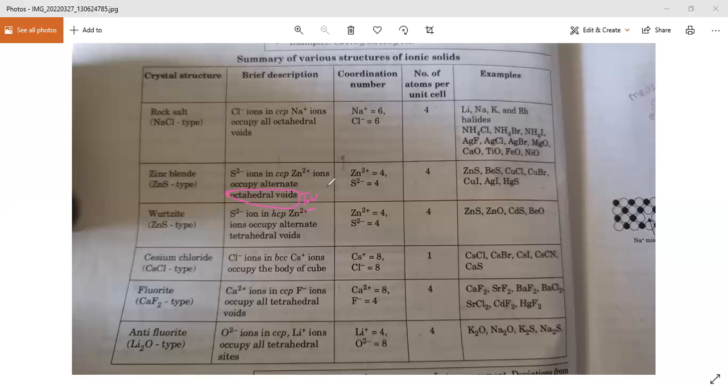Suppose if you place the Cs plus at the body centered, how many atoms will be there in the surroundings? 4 atoms at the corner above, and 4 atoms below, right? So total 8 atoms will have the direct contact with the Cs plus ion. So coordination number of Cs plus is 8. At the same time, if the atom at the corner is there, now it is shared with 8 other atoms, right? So Cl minus ions also will have the coordination number 8.